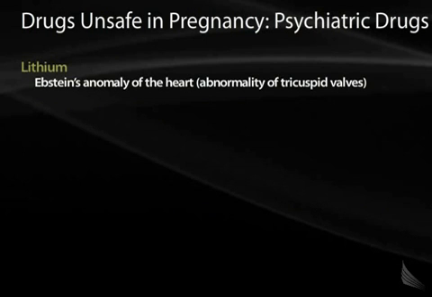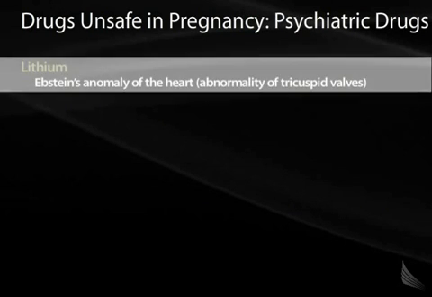One medication that should not be used during pregnancy is lithium. Lithium has been shown to cause Ebstein anomaly of the heart in the fetus, which is basically an abnormality of the tricuspid valve. The tricuspid valve becomes displaced towards the apex of the heart, and it can also cause septal defects in the atrium.